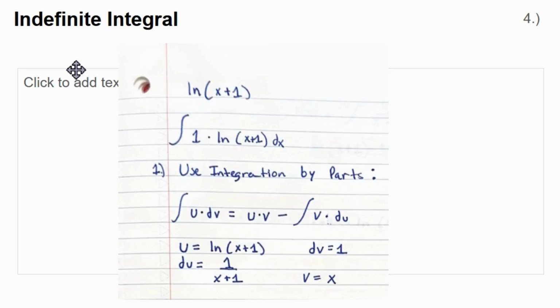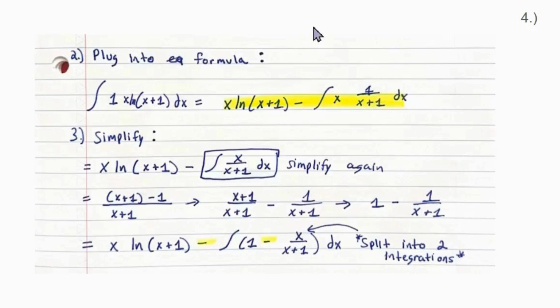Next, we're going to find the indefinite integral using integration by parts. So we can use this formula here, and u is equal to natural log of (x plus 1), and du is 1 over (x plus 1), which is the derivative of u. Next, dv is equal to dx, and v is equal to x, which is the integral of dv.